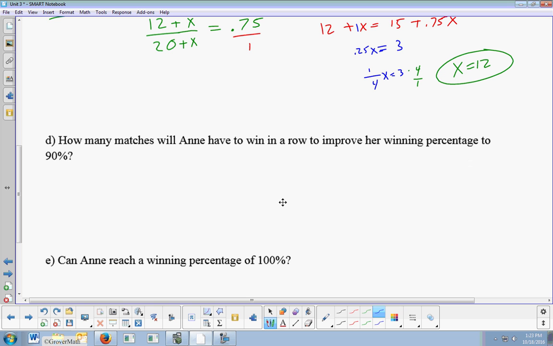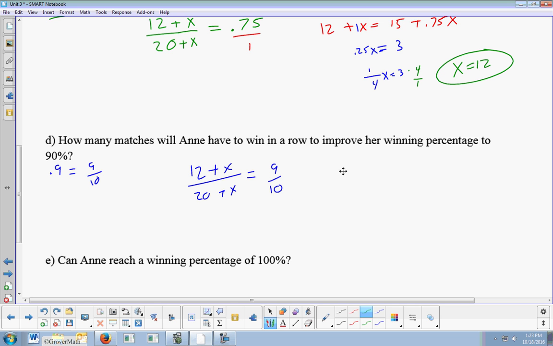And really, it would be the same thing. We could do 12 plus how many games, 20 plus how many games will increase it to 90%, which is 0.9, or as a fraction, that's the same thing as 9/10. So I could just make it 9 over 10 like that and cross multiply from there. Or I could do 0.9 over 1 and cross multiply from there. There's a lot of options there.